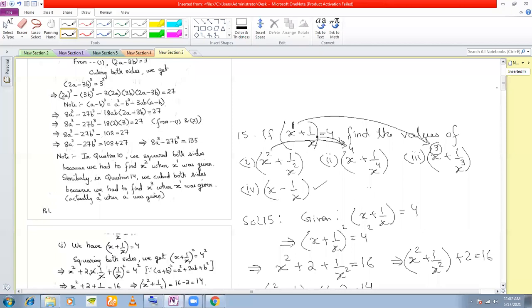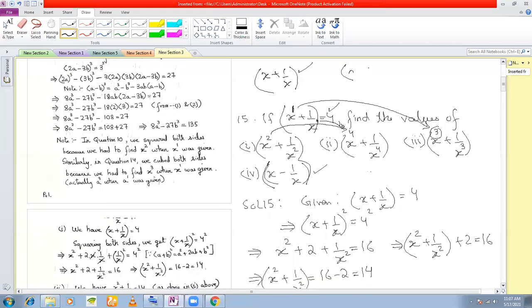So now we know x plus 1 by x is equal to 4, and we want to find out x minus 1 by x. Remember, the technique here is that whenever you know x plus 1 by x, you can find x square plus 1 by x square. And if you want to find x minus 1 by x, you always need to find x square plus 1 by x square first. So first, from x plus 1 by x, we are going to find x square plus 1 by x square, and then after that, we are going to find x minus 1 by x.